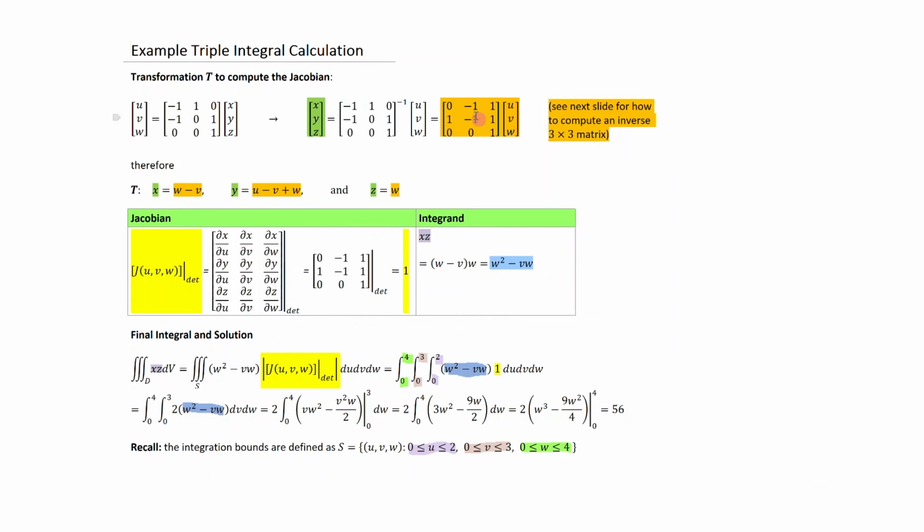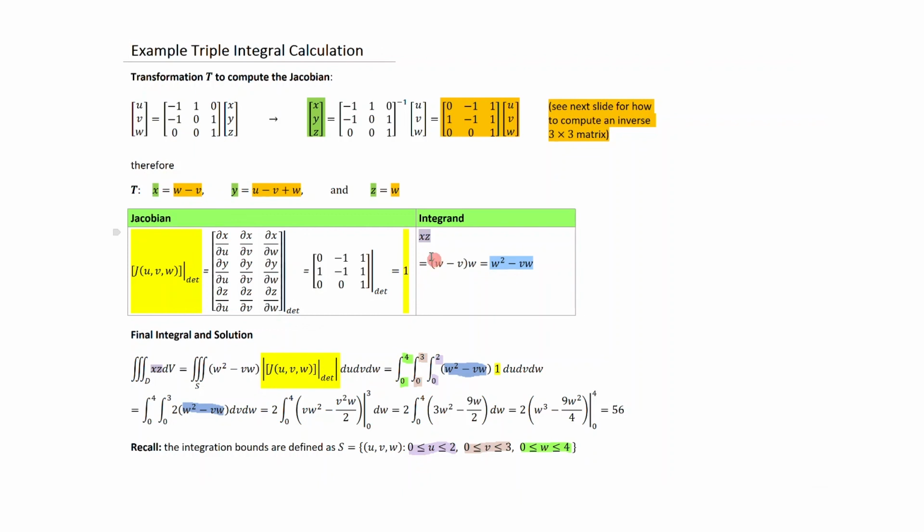All right, so if we multiply this out, you can see that x is equal to minus v plus w, which is this one. The second row you can do, which will be this one. In the third row, multiplying out, you'll get z equals w. Now that we have T, we can compute the Jacobian matrix. It's just the partial derivatives of x with respect to u, v, and w, and similarly for y, and similarly for z. Row by row, if we take the determinant of this matrix, we end up with the determinant of this, which turns out to be equal to 1.